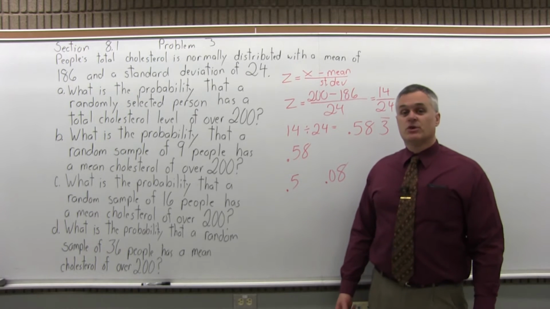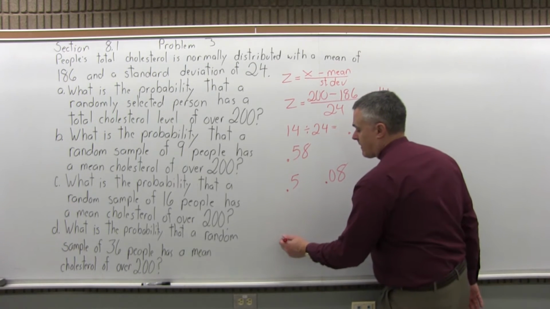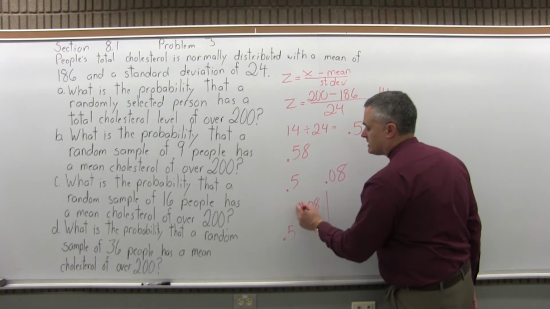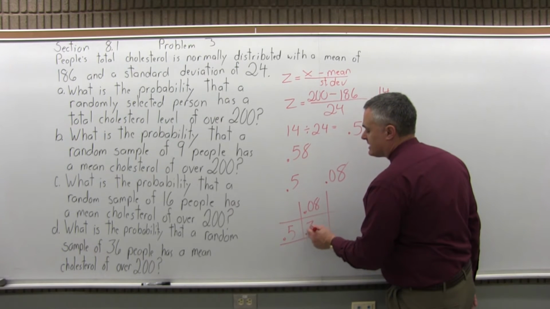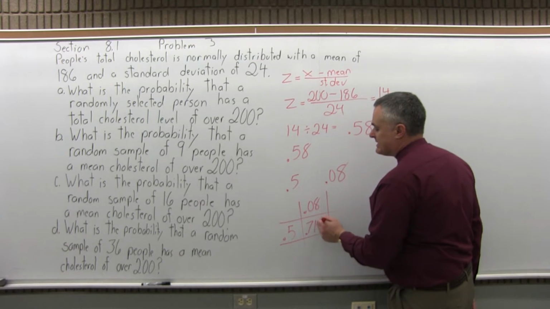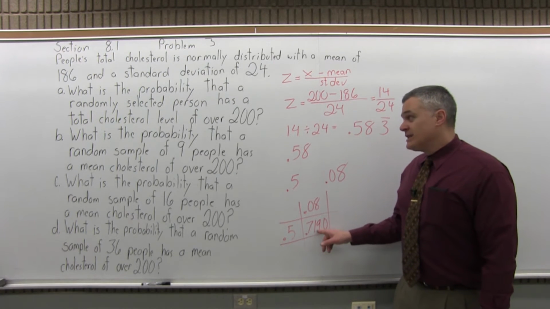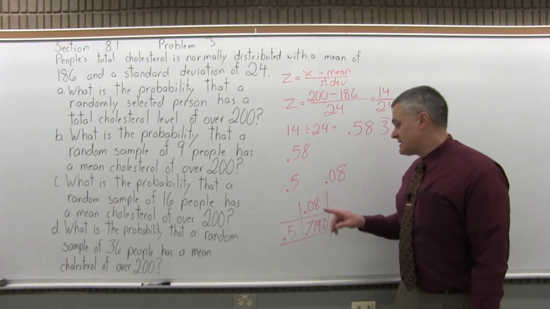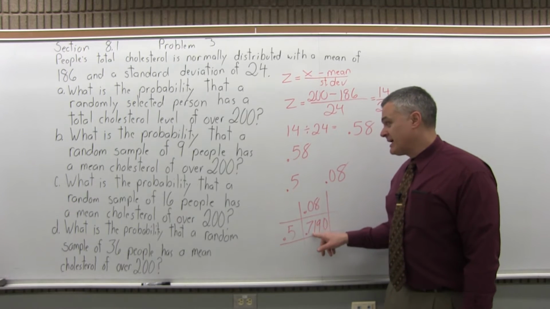Now what we do is we go to the chart, we go to the positive 0.5 row, the 0.08 column, and we see where that positive 0.5 row and the 0.08 column intersect. They intersect at 0.7190. So now that's what the chart says, but that may or may not be the final answer. If the question says less than, that's the final answer. If the question says greater than, we have to do 1 minus the chart value.